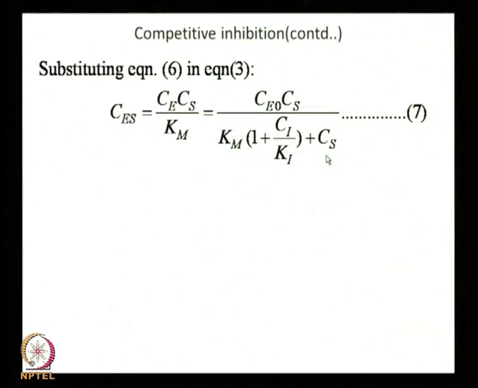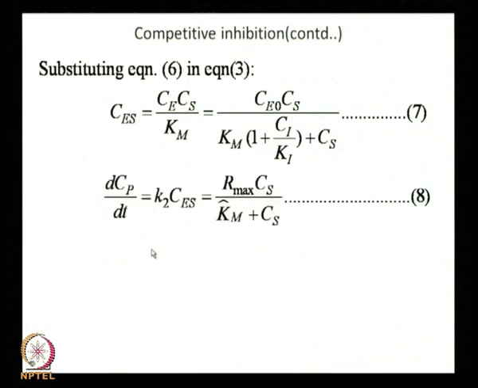Why am I expressing CES in terms of other quantities? Because very simple, the rate of product formation is given by K2 times CES. If you remember, the rate of product formation was the irreversible reaction that led to the formation of P. Right? So that was simply equal to K2 times CES. Now we have been able to express CES in terms of known quantities such as CE naught, CS and CI, and this is the way we put it.